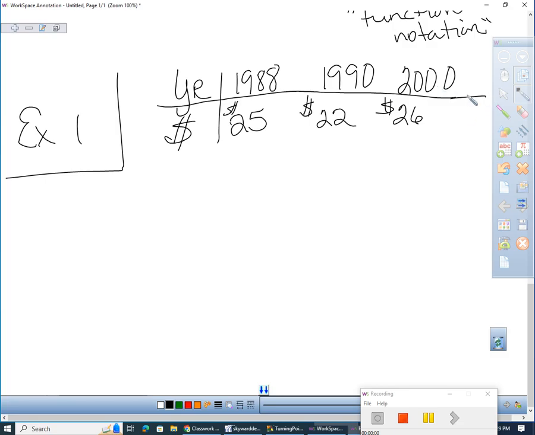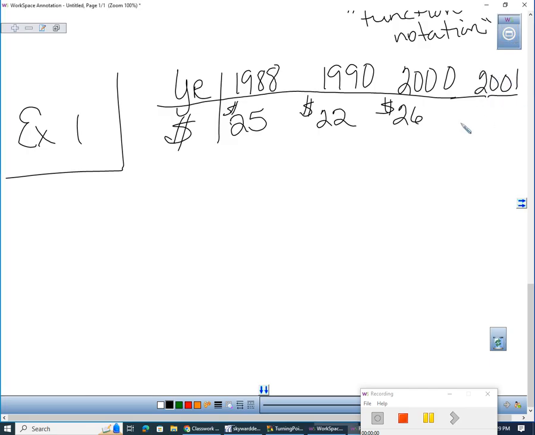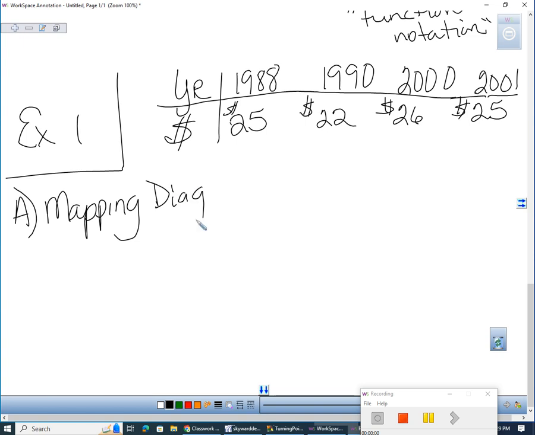And the last one, let me move this out of the way. Let's say in the year 2001, we made $25 an hour then, again. All right. So there are several things I'm going to ask you to do with this information. First thing I want you to do is we're going to make a mapping diagram. A mapping diagram shows on the left the domain and on the right the range. And they have to be written in numerical order.